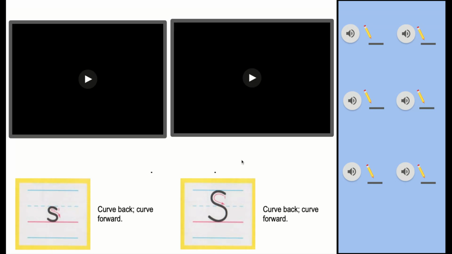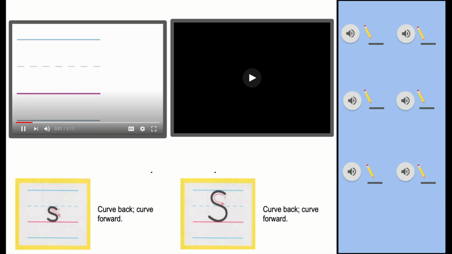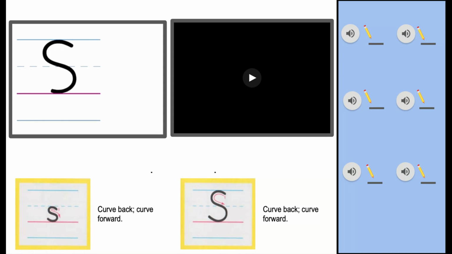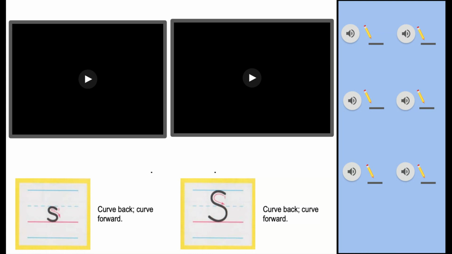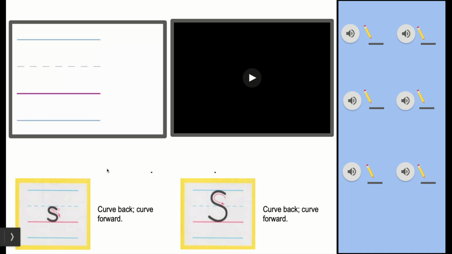Now let's learn how to form the uppercase and lowercase s. You will need a piece of paper and a pencil as we watch the video instruct us on how to form the uppercase and lowercase s. Uppercase S. 1. Curve back. Curve forward. Uppercase S. All right, pick up your pencil and let's practice making an uppercase S with the video. Uppercase S. 1. Curve back. Curve forward. Uppercase S.